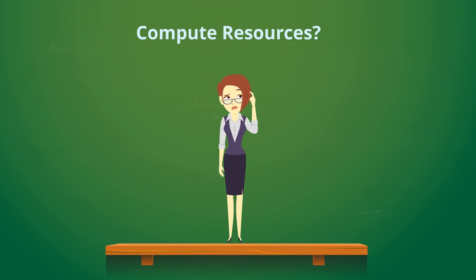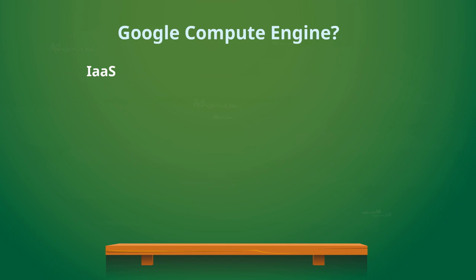So let's start off with what exactly compute resources are. They're infrastructure resources that provide processing capabilities in the cloud. It allows you to create and manage your virtual machines. One of the components that Google Cloud offers is Google Compute Engine, which is an IaaS, an infrastructure as a service, which allows clients to run workloads on Google's physical hardware. An example would be to create a VM and attach a persistent storage.